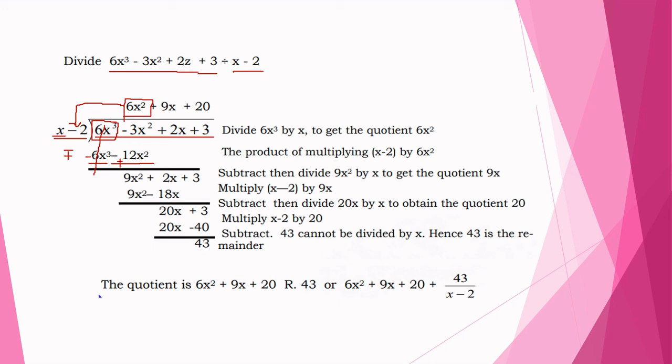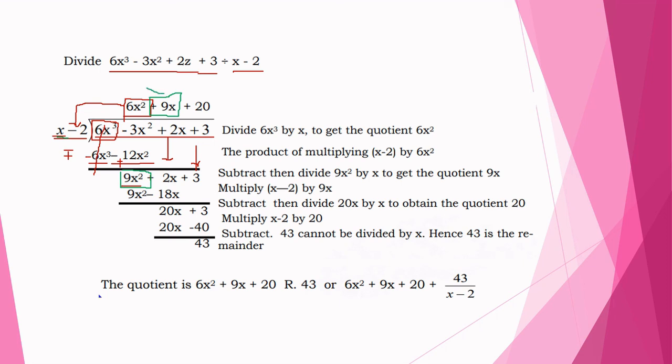Next, negative 3x squared plus 12x squared is unlike sign. Subtract the number and copy the sign of the bigger number. So we have 9x squared. Then bring down 2x, bring down positive 3. Next, let us divide 9x squared to the first term of the divisor x. So 9x squared divided by x is positive 9x.